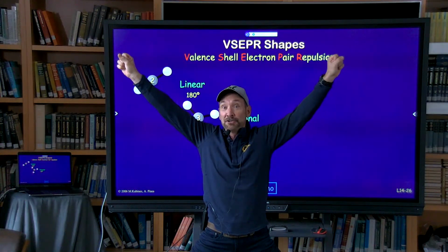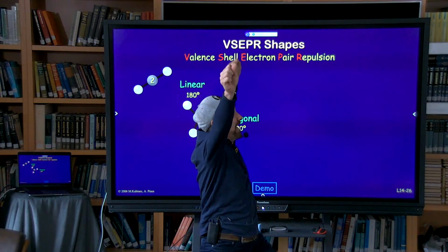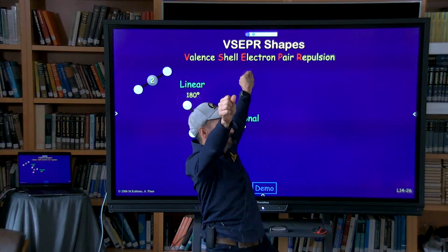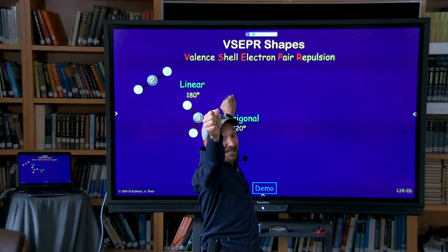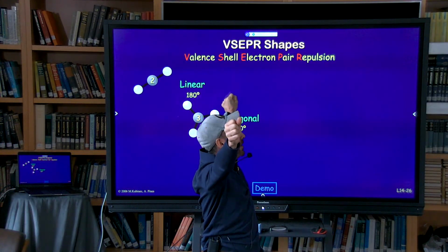I can take these 2 and put them in this dimension. And then I have more room to get them farther apart. Use all 3 dimensions.